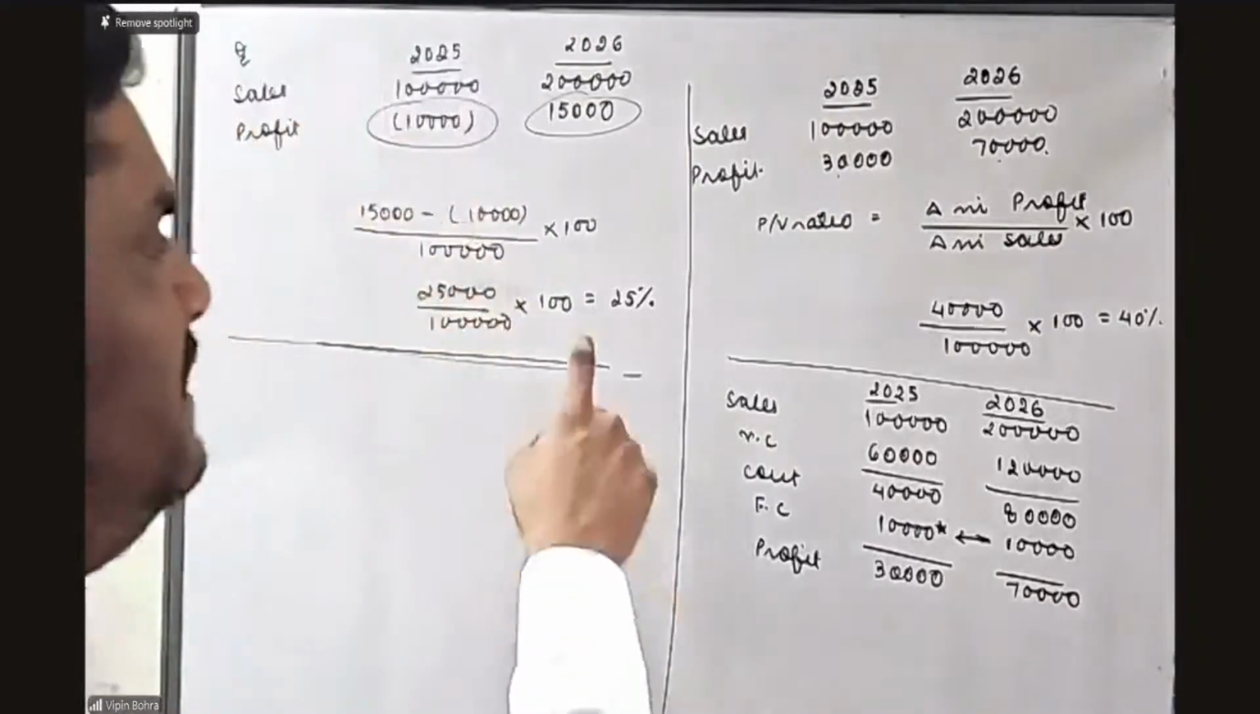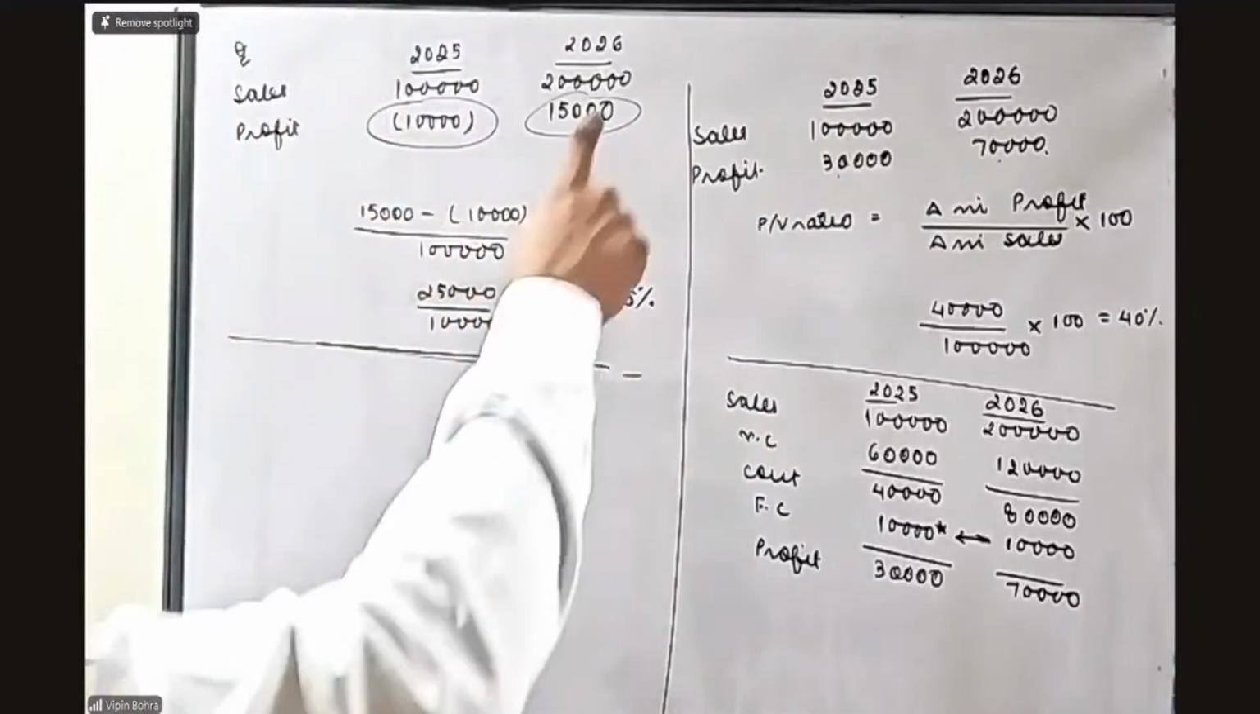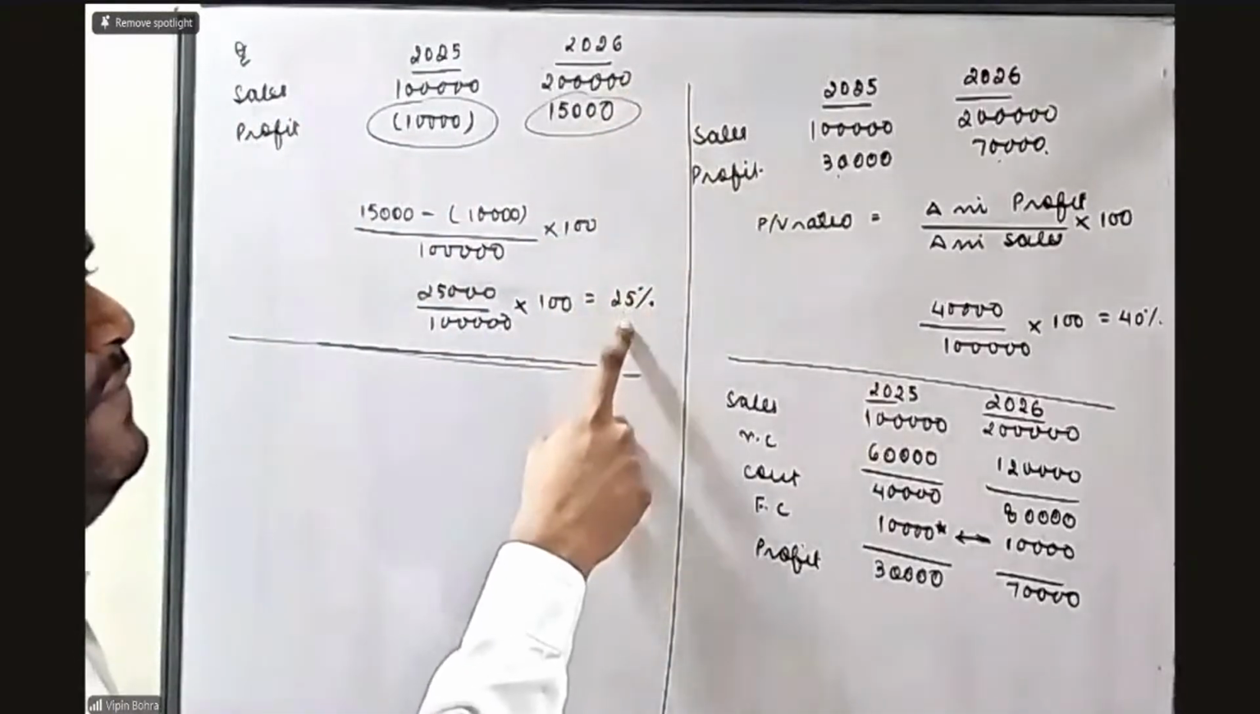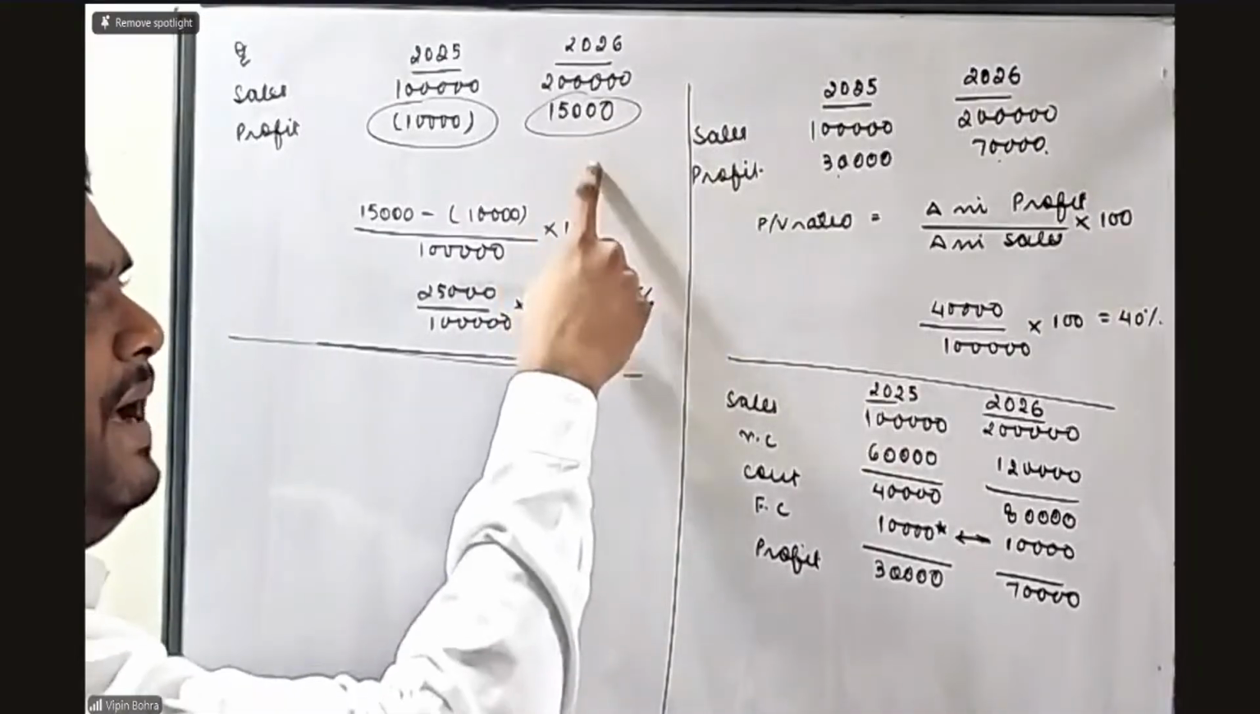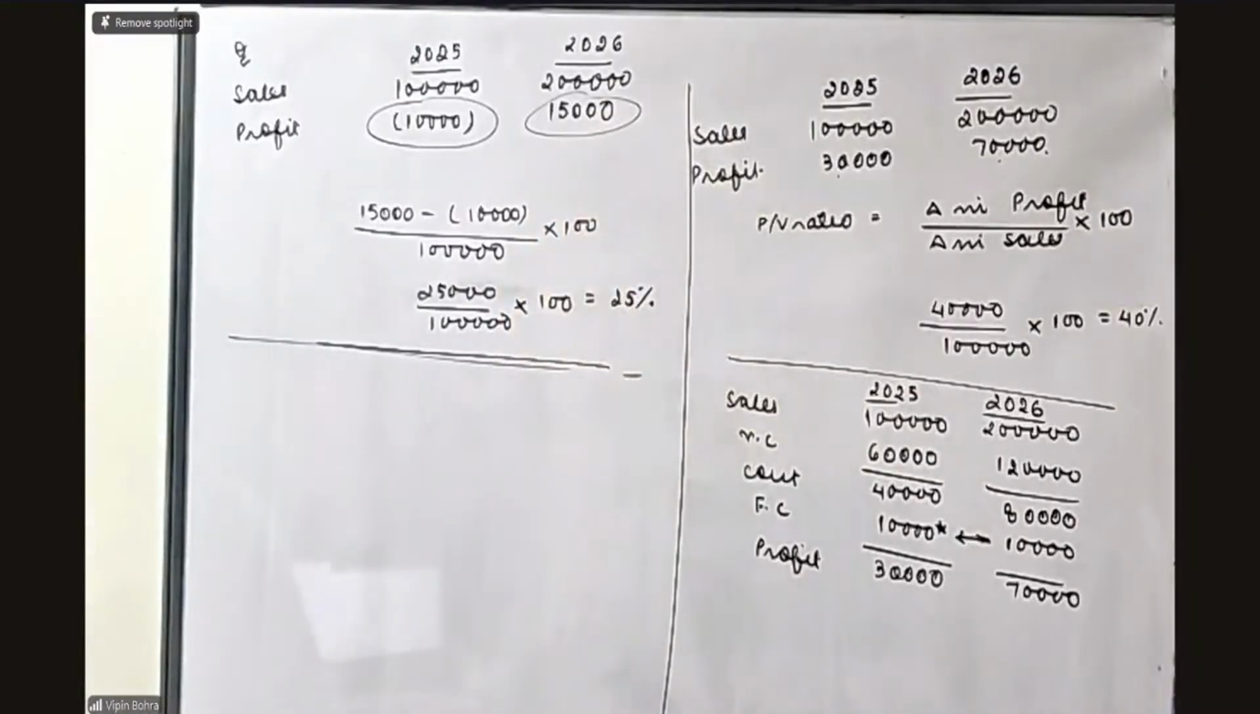So 35,000 will be my fixed cost. That is 2 lakh into 25%. 50,000 will be my contribution. 15,000 is profit. So 50 minus 15, 35 will be what? My fixed cost.